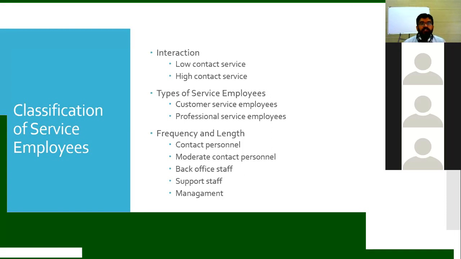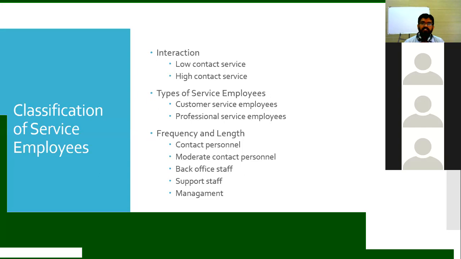So the classification of service employees depends on various parts, like first is interaction, then types of service employees, and frequency and length, etc. So let's try to understand them one by one. First one is interaction. How frequently do you come into contact with that particular person, with the customer? So low contact service or high contact service. I'll give you an example and you will understand what it is.